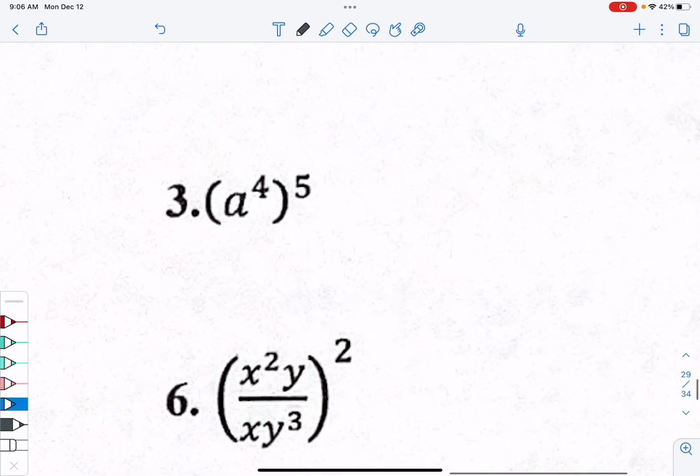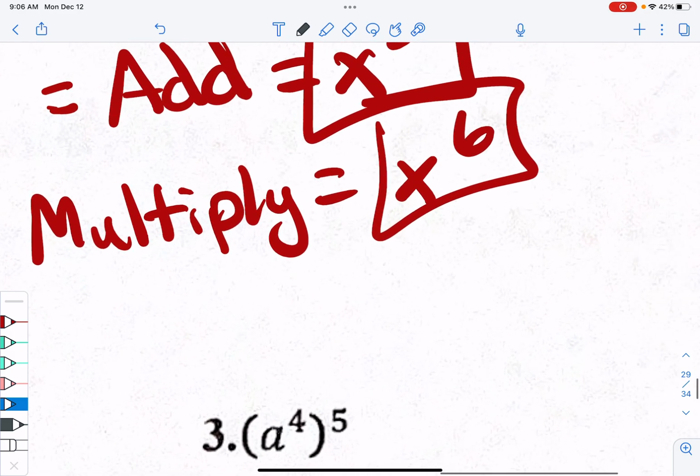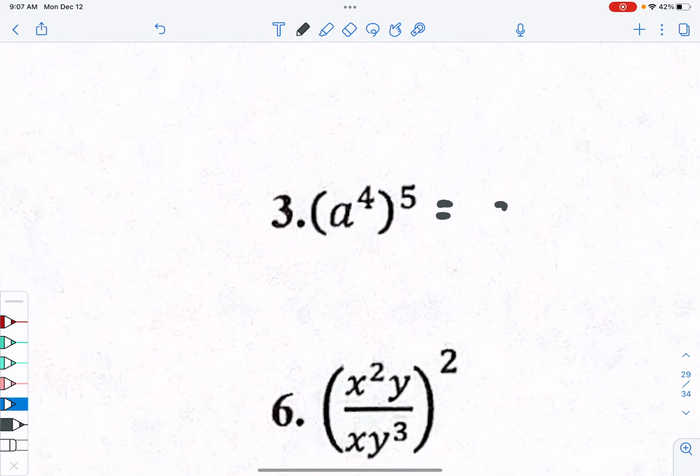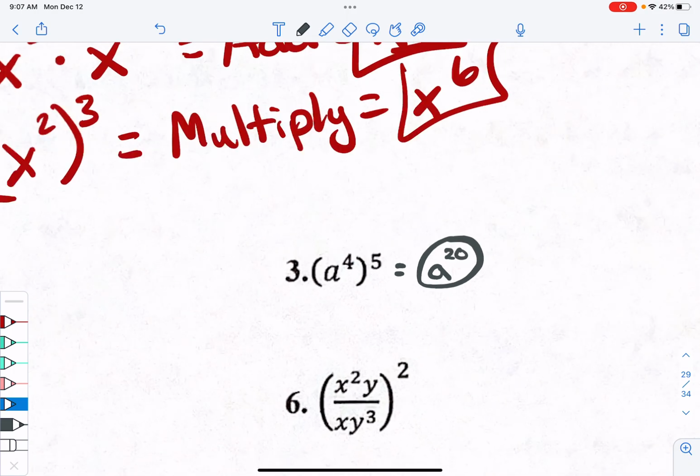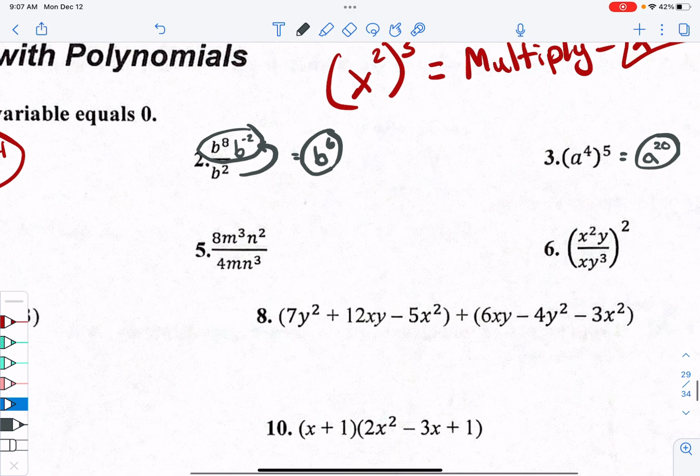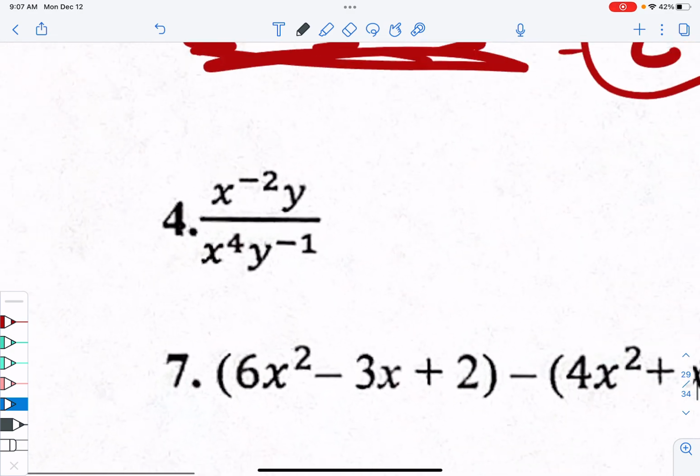Number 3, this is the scenario when you multiply. So all you're going to do is multiply the 4 and the 5, and that's a to the 20th power. Okay, so these ones are going kind of fast. Now we get something a little bit more complicated in these next ones.